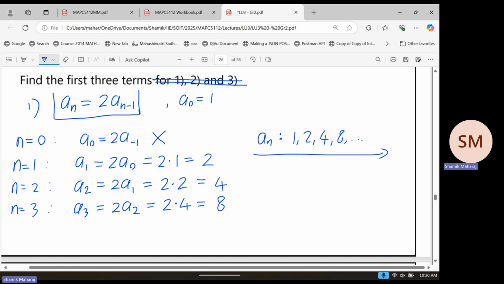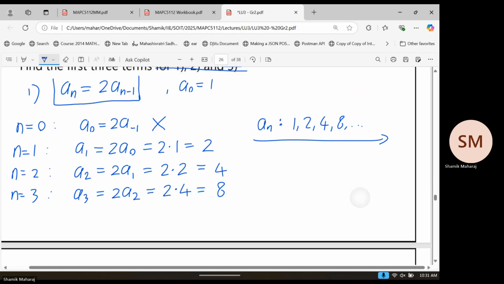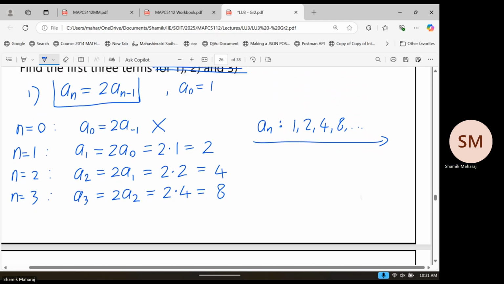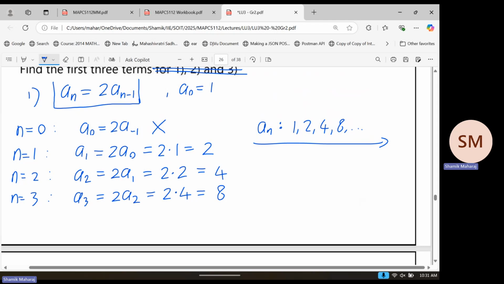Is that okay with you? It's all right. Okay. So maybe I can make it clearer by just showing here that in the first step, the A0 goes in here, then the A1 goes in here, the A2 goes in here. It's just recursively going on. Okay.